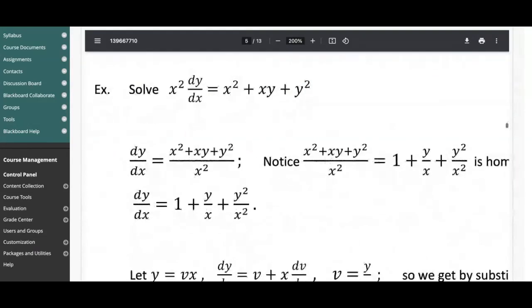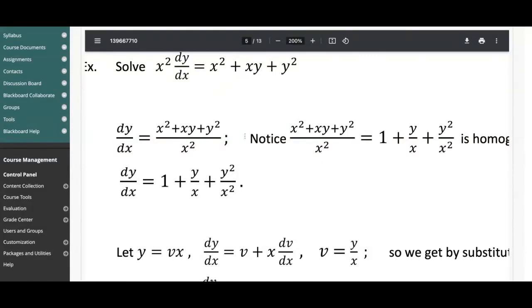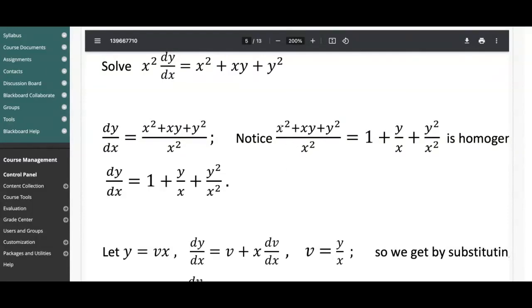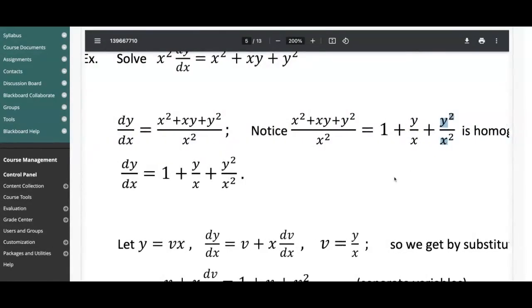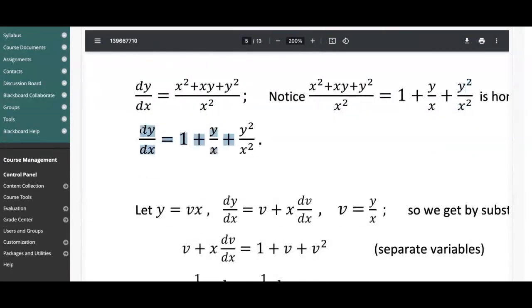Let's see this example. We have x squared dy/dx equals x squared plus xy plus y squared. Right, we divide by x squared on both sides. And we think, okay, that's probably a homogeneous function. Actually this one is even easier. x squared divided by x squared equals 1, xy divided by x squared is y over x, y squared divided by x squared is y over x squared. So right away, we see 1 plus v plus v squared, right? So dy/dx equals this.